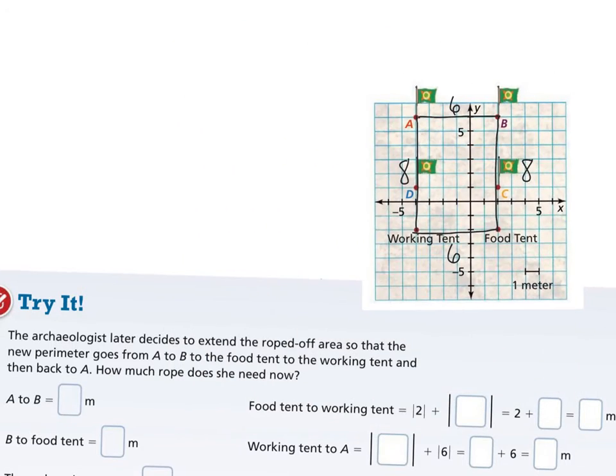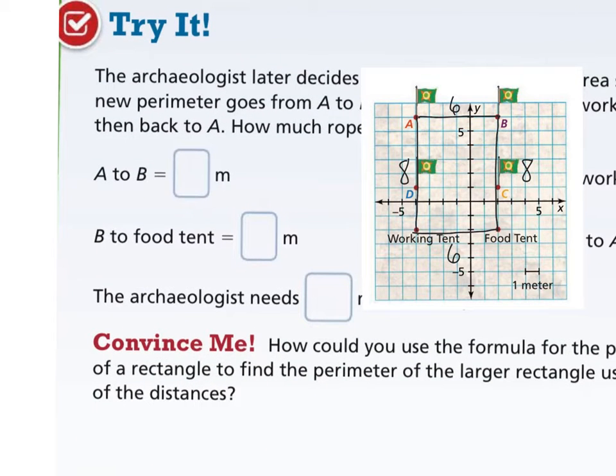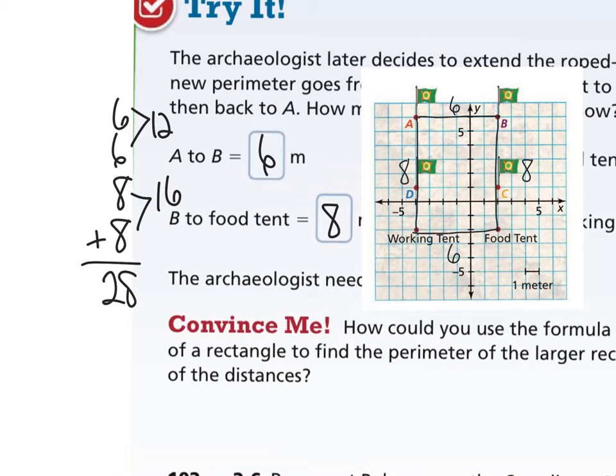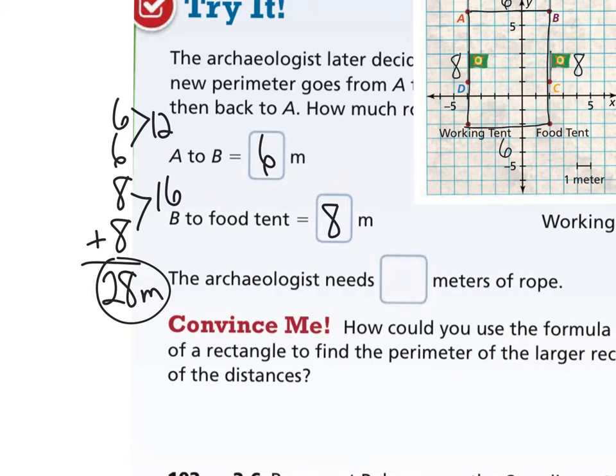So from A to B was 6. From B to the food tent was 8. And basically we're going to need 2 6s and 2 8s, right? And again, since we're adding, you can put those in whatever order you want. If you want to put your 6s together and your 8s together, if that's easier for you to add. Then you can see that we need a total of 28 meters of rope if we go this route. Okay, so 28 meters altogether.